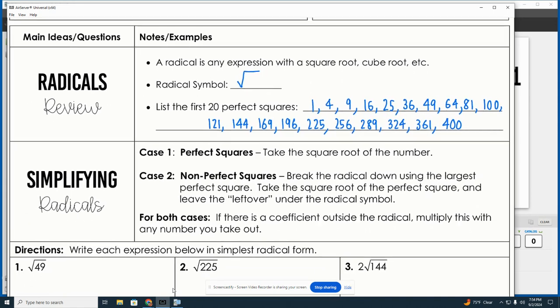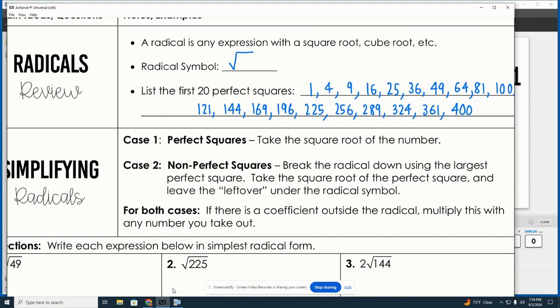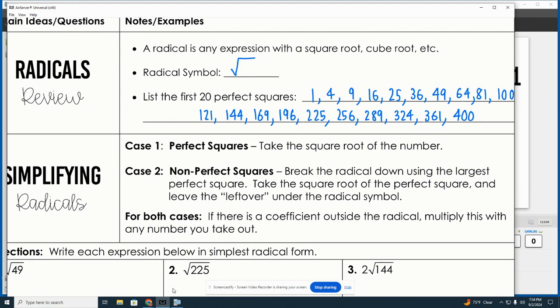So here are your possibilities. Case 1, it's a perfect square itself. If it's a perfect square, like I told you, it gets to completely escape this prison, this radical prison, and it comes out as the square root of that number. For example, the square root of 4 would be 2. The square root of 9 would be 3. The square root of 16 would be 4, so on and so forth.